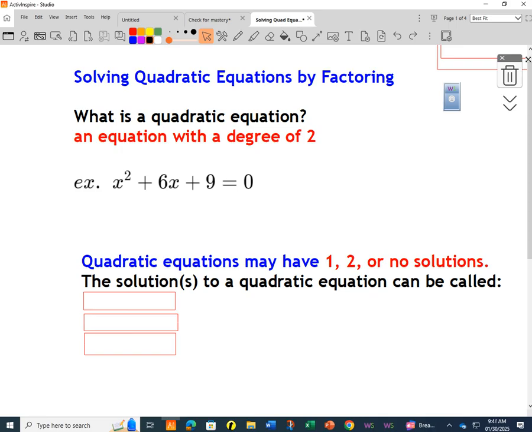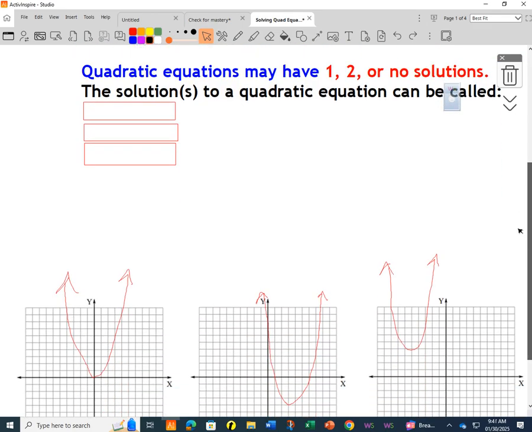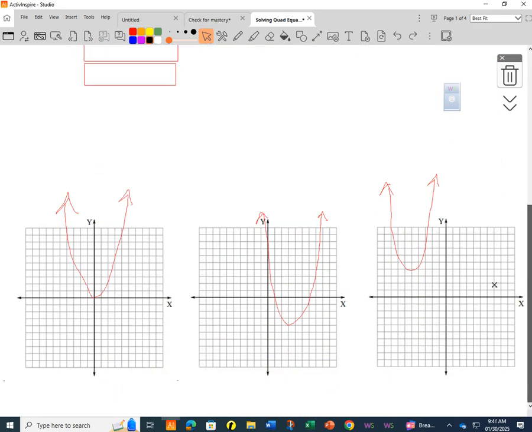All right, so I mentioned the linear equation. The graph of a linear equation is a line. The graph of a quadratic equation is something we call a parabola. So these are examples of the graph of 3 different quadratic equations.